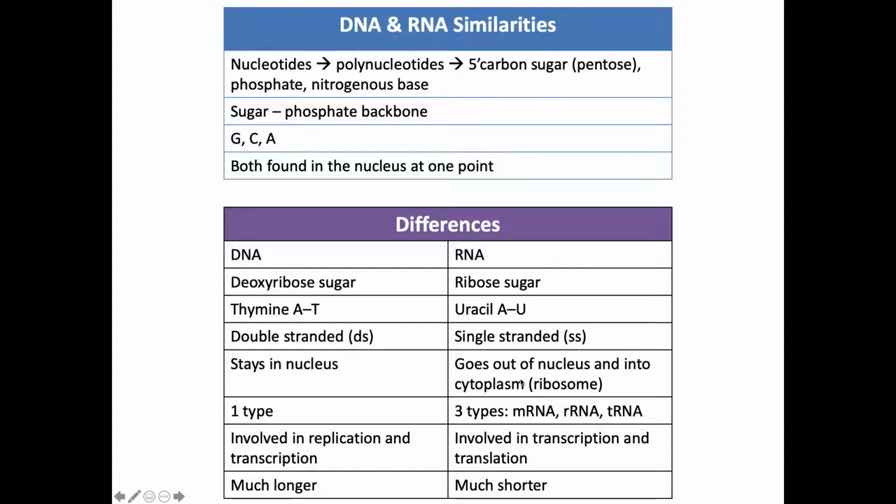Well, RNA, as soon as it's transcribed, goes out of the nucleus into the cytoplasm to meet a ribosome to get translated. We only have one type of DNA, whereas for RNA we actually have 3 types, which we're going to talk about all of them in this chapter. We have mRNA, rRNA, which is the ribosome, and tRNA. DNA is involved in replication. So we have DNA replication, and then DNA can be transcribed into mRNA.